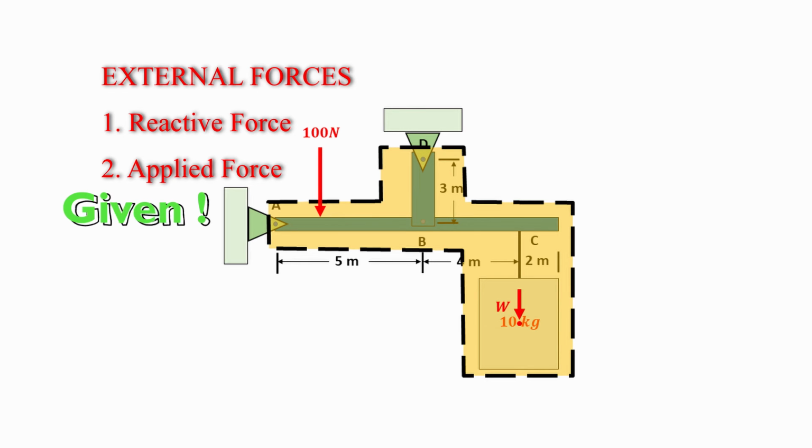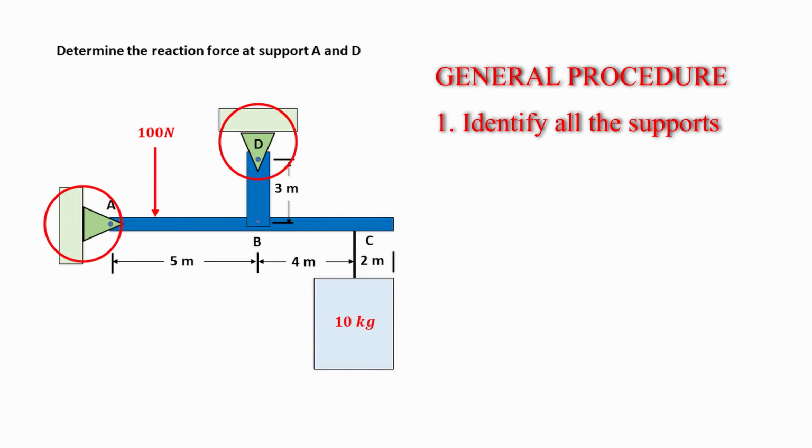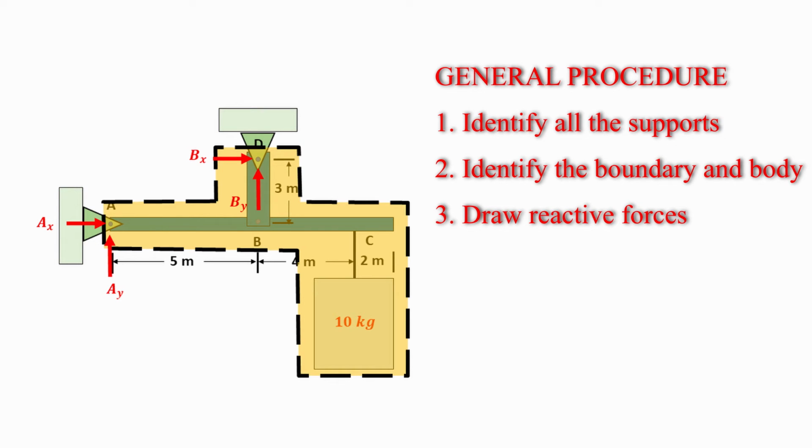Lastly, but not the least, let me summarize the general procedure to construct a free body diagram. Step 1. Identify all the supports. Step 2. Identify the boundary and the body. Step 3. Draw reactive forces. Step 4. Draw applied forces.